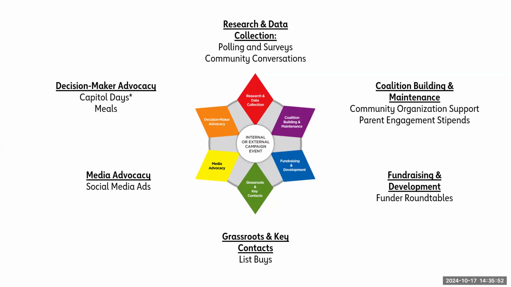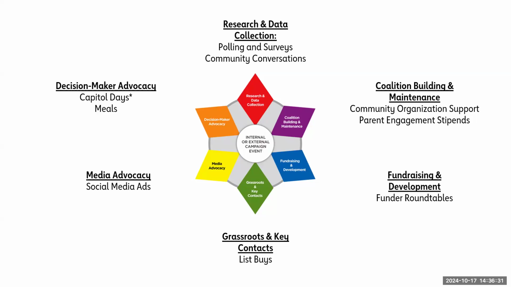Under grassroots and key contacts, oftentimes we have purchase lists, especially if we're in a really difficult decision maker district. Say if it's the Speaker of the House and you're really trying to move him to schedule a bill to be heard, you may want to buy some lists in his district to reach out to people to bring that support to your campaign and to reach out to the Speaker of the House. And so again, that costs money and something that needs to be budgeted at the very beginning.